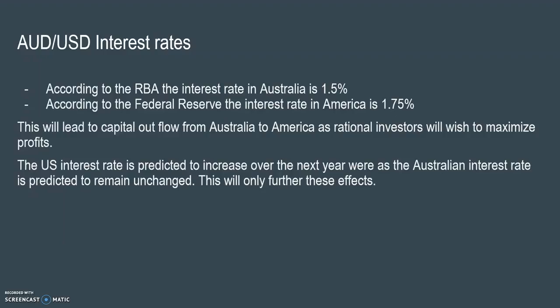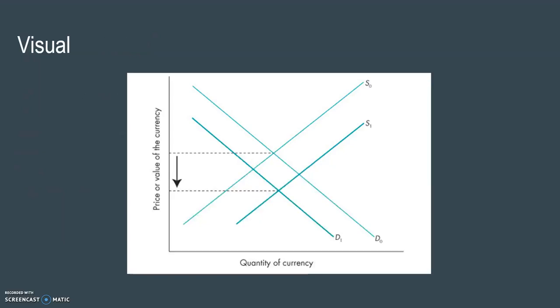We expect this to cause a depreciation of the AUD against the USD. In this diagram, it shows the supply curve shifting left and the demand curve shifting left. This causes an overall depreciation of the Australian dollar against the US dollar.